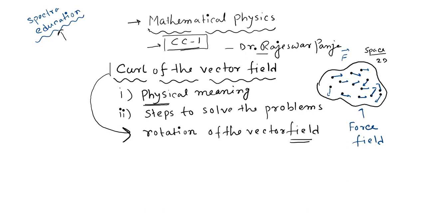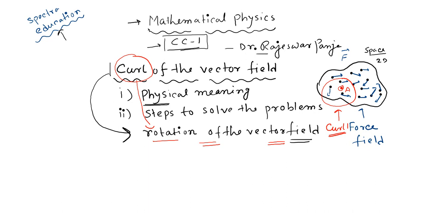In this force field, if we consider any point, for example this point A, at or around this point, if there is a rotation of these vectors, then we can say there is a curl of the vector field. So curl is basically related to the infinitesimal rotation or rotational tendency of the vector field.